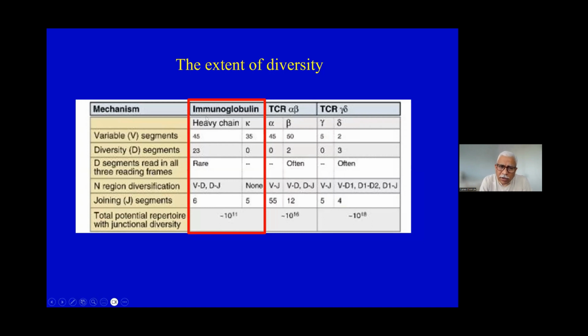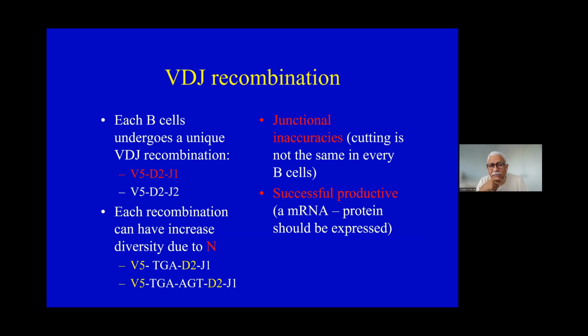So there are 45 heavy chain V genes, 23 diversity genes, 6 joining genes, and multiple different N-nucleotide additions. That gives you a repertoire of 10 to the 11th different types of B cells made from approximately 200 odd gene sequences. So this, I think, is the miracle of the molecular biology of antibody structure, where 10 to the 11 different types of proteins are made from 200 genes. So let me pause here and see if we understand this. I think we made this slide last time.